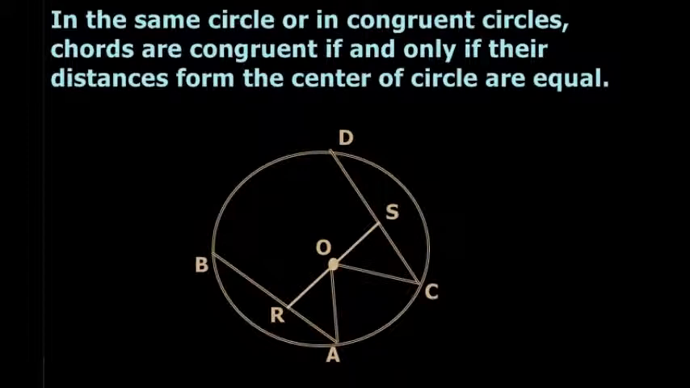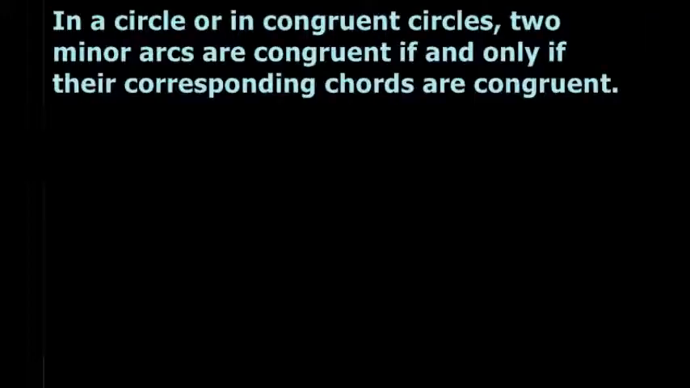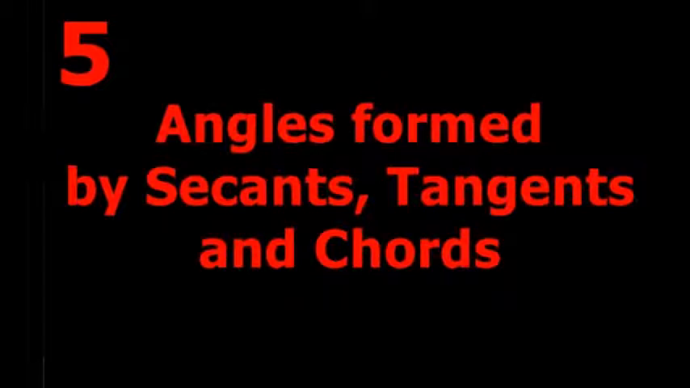In the same circle or in congruent circles, chords are congruent if and only if their distances from the center of the circle are equal. Central angle Q with line Q are congruent, line Q is perpendicular to AB. In a circle or in congruent circles, two minor arcs are congruent if and only if the corresponding chords are congruent. 5. Angles formed by secants, tangents, and chords.